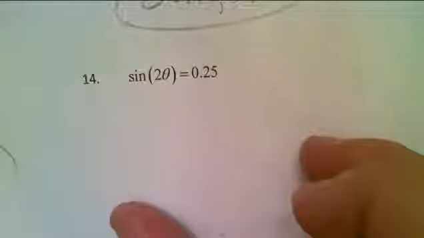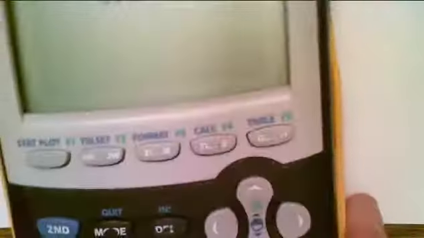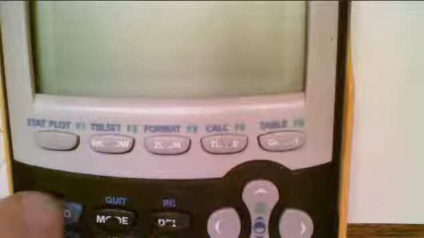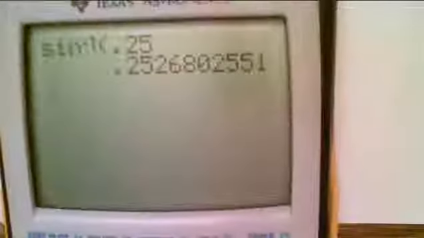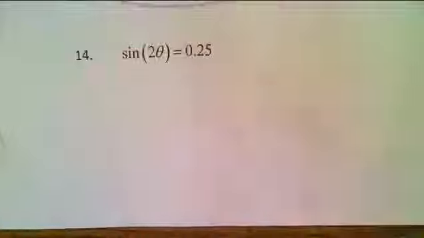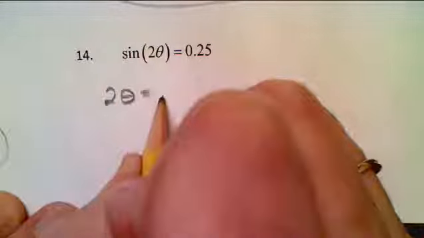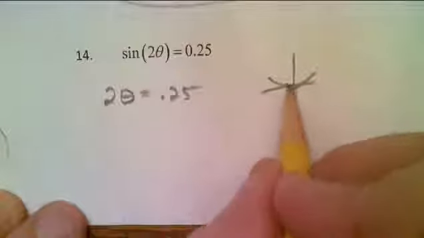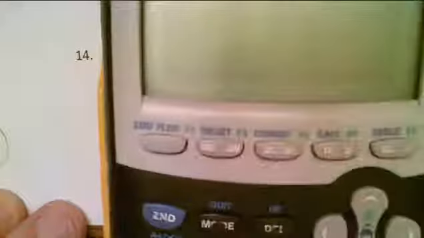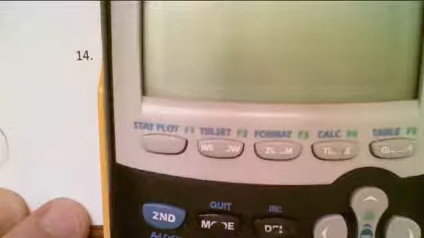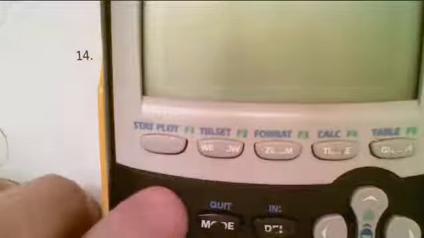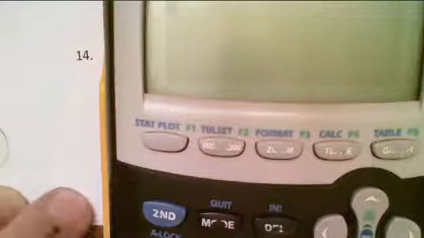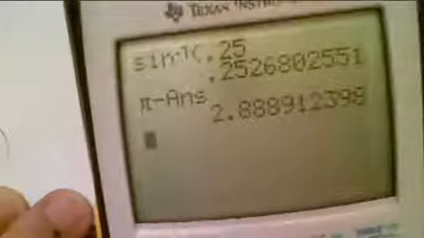All right, and then the last one. This one we have to be a little bit careful because we have that 2 theta there. So real quick, we're going to do inverse sine of 0.25. And I get 0.25. So I know 2 theta is going to equal 0.25. Well, the other place that the sine is positive is over here. And so if I take pi minus that, I get 2.89.